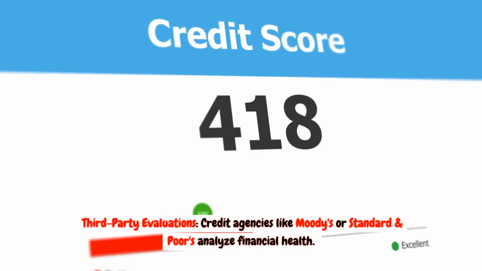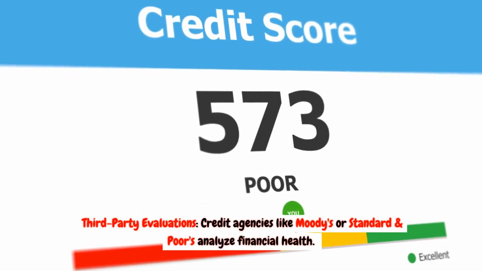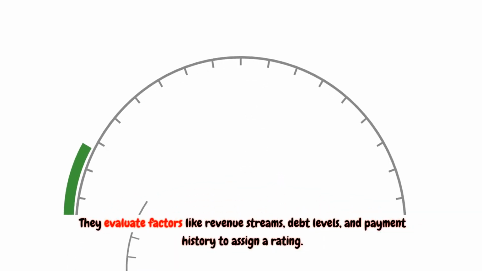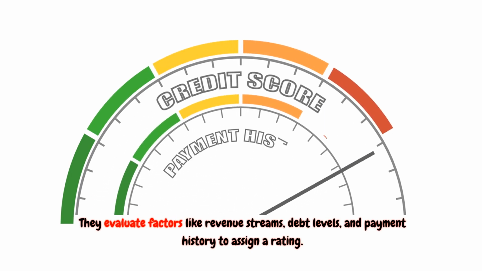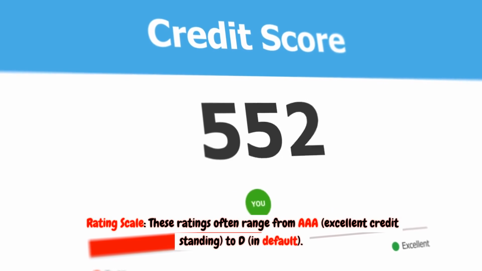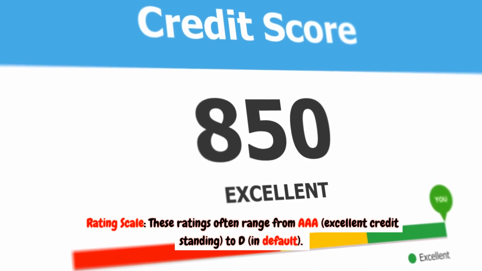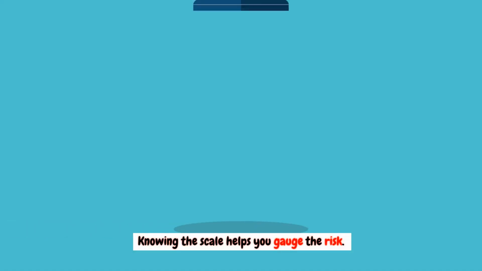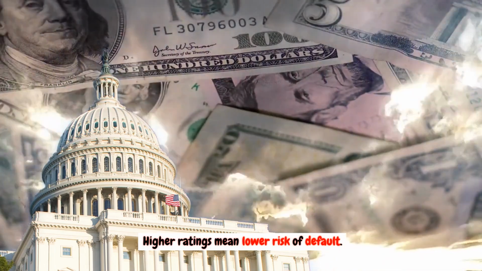Third-party evaluations. Credit agencies like Moody's or Standard & Poor's analyze financial health. They evaluate factors like revenue streams, debt levels, and payment history to assign a rating. Rating scale. These ratings often range from AAA, excellent credit standing, to D, in default. Knowing the scale helps you gauge the risk. Higher ratings mean lower risk of default.